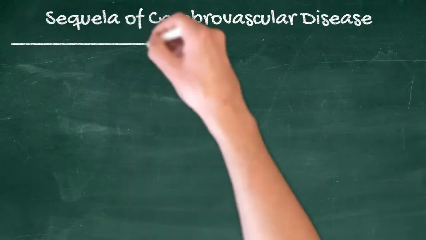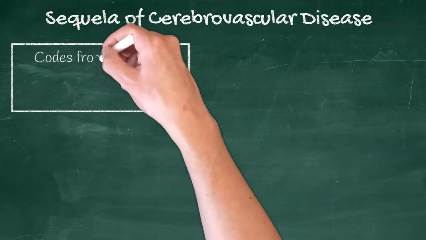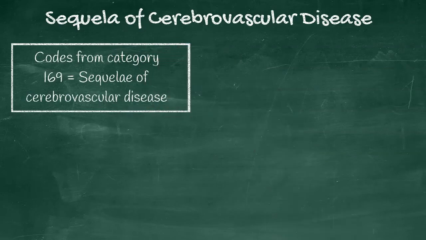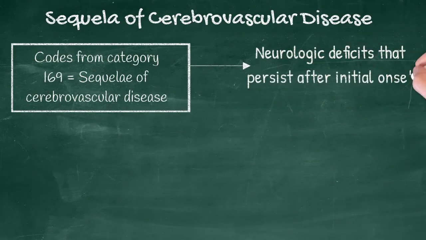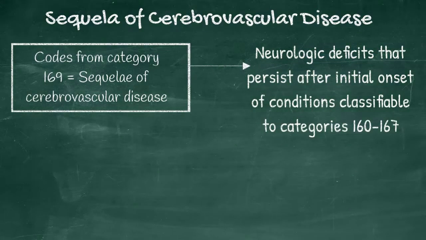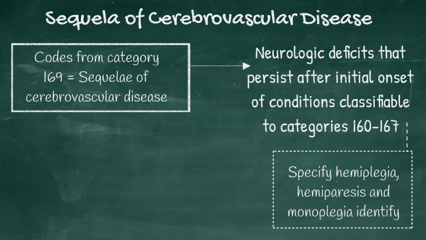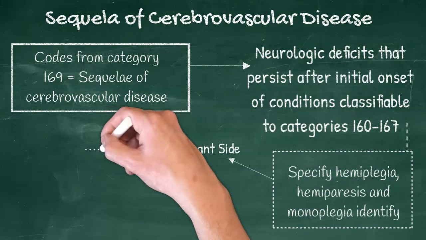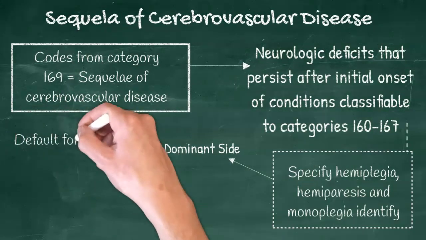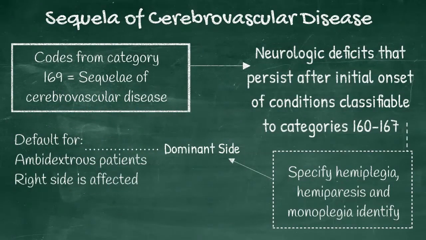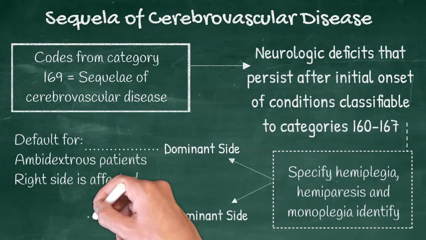Next guideline is for the sequela of the cerebrovascular disease. The codes from category I69, that is sequela of cerebrovascular disease, cover the neurologic deficits that persist after initial onset of conditions classifiable to categories I60 to I67. And for I69, if hemiplegia, hemiparesis, or monoplegia is identified, then we have to find out whether the dominant side is affected. The default for the dominant side is right side for ambidextrous patients, and for the non-dominant side, the default is the left side.